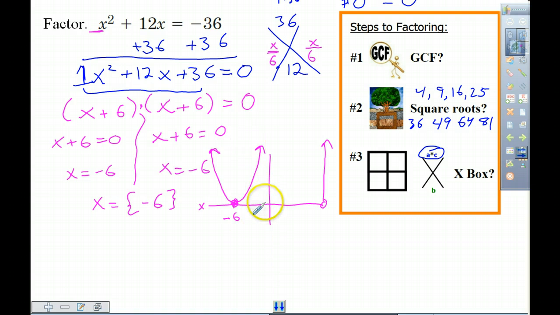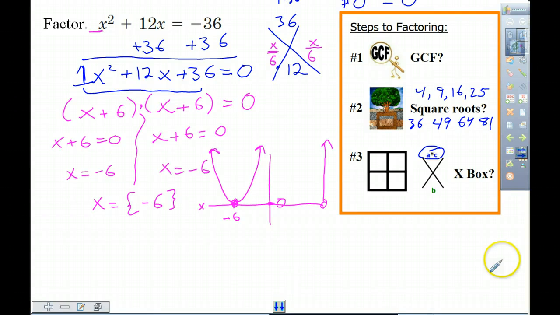The range, you're looking at y values. Here's 0, and all the graph is up here. That's where all the y values are. The graph does not go down here, so there's no negatives in the range. Again, that's all tomorrow. That's what we lead up to.